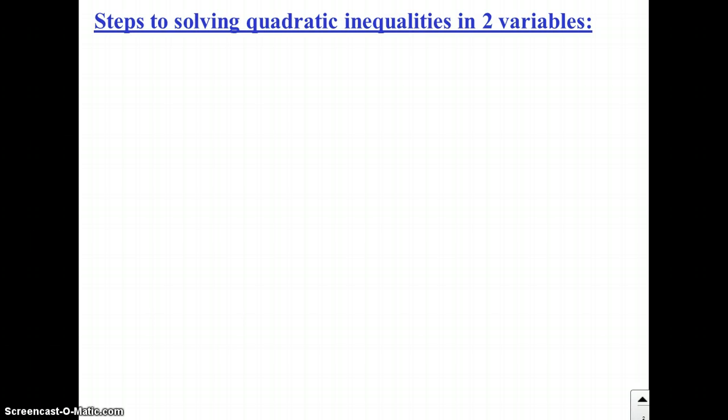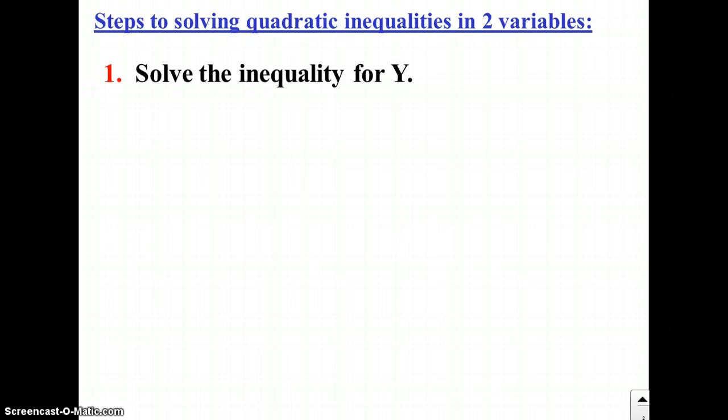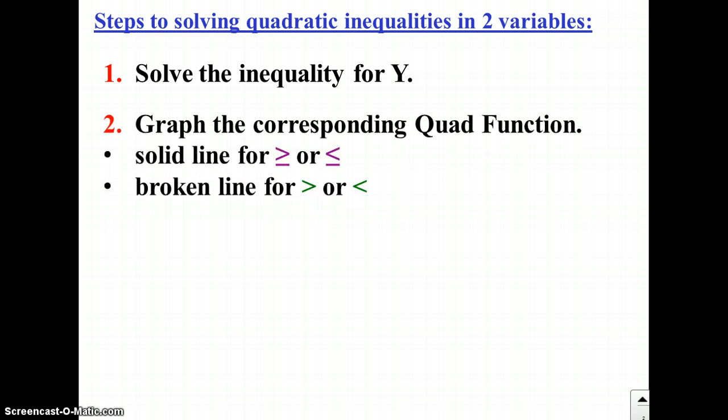So let's look at the steps to solving quadratic inequalities with two variables. Step 1, rewrite the inequality so we've got y on one side. So we're talking about two variables, we're talking about x and y now. Then graph the corresponding quadratic function.